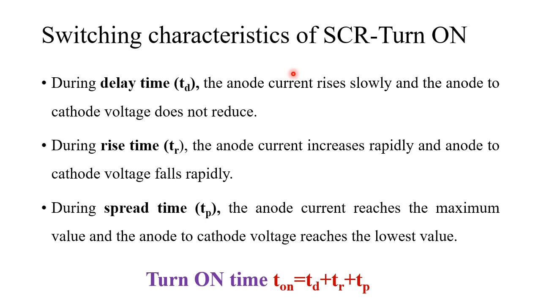This is the explanation for the figure. So during delay time, the anode current rises slowly and the voltage does not reduce. During rise time, anode current increases rapidly and the voltage falls rapidly. And during spread time, the current reaches the maximum value and the voltage reaches the lowest value. So the total time taken for the SCR to turn on is equal to the addition of delay time, rise time and spread time.